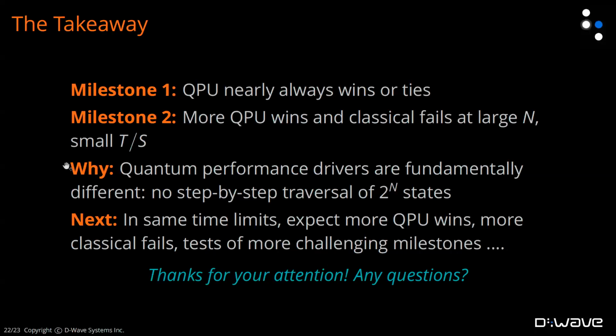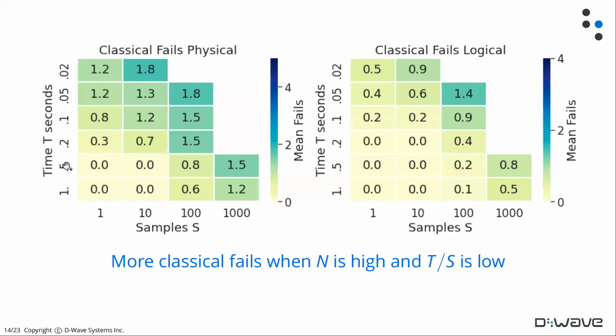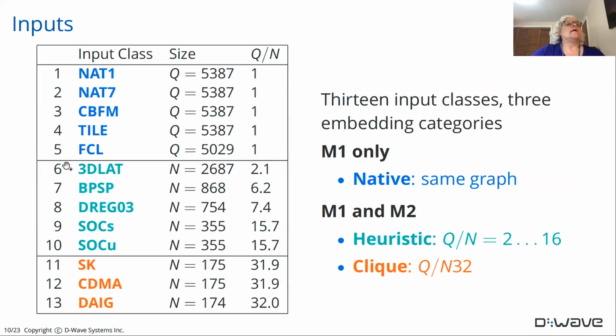Sure. So NAT1 is a Pegasus graph. It's the Ising model with plus or minus ones randomly assigned to inputs. NAT7 is the same thing, except the weights are integers between -7 and +7, not including 0. So it's a range of weights.